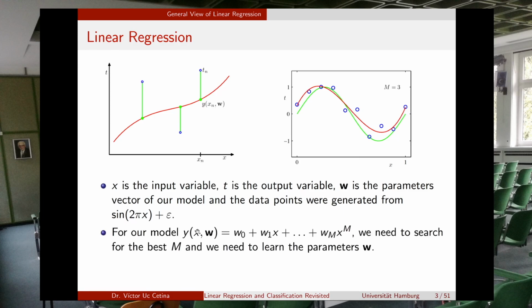For our model, in this case we are calling our model function y, which is a function of the input variable and the parameters of our model. In this case, we are working with a polynomial of degree M, and we need to search what is the best option for the degree of the polynomial. And we also need to learn what are the best parameters, w, for the model, for the degree of the polynomial that we choose.